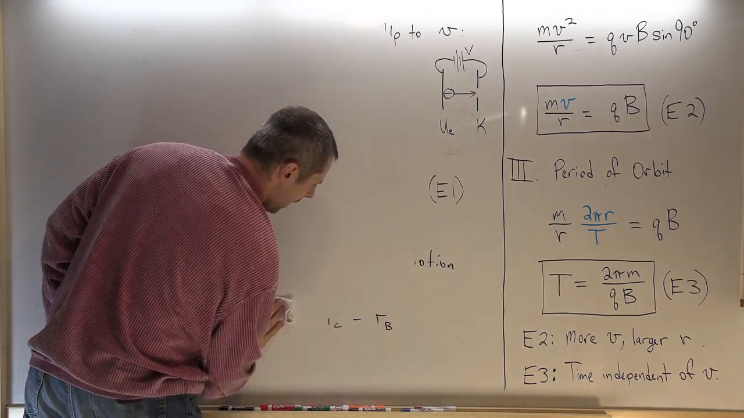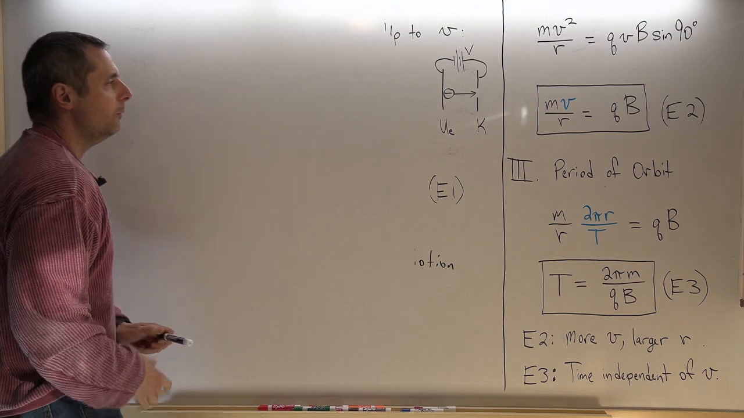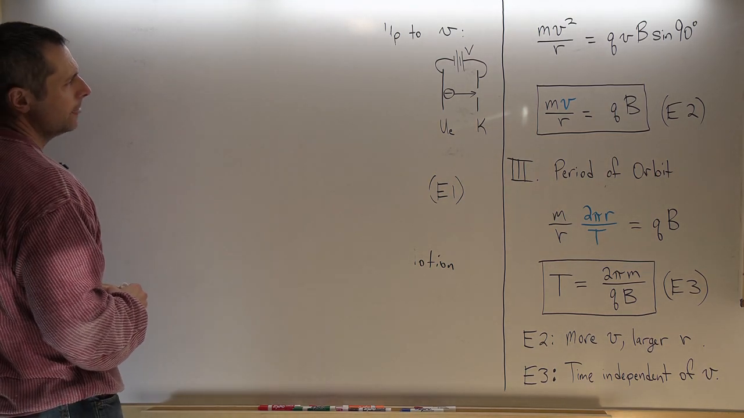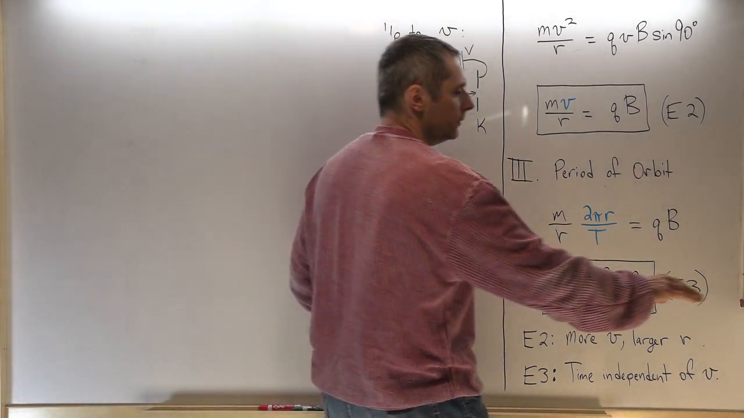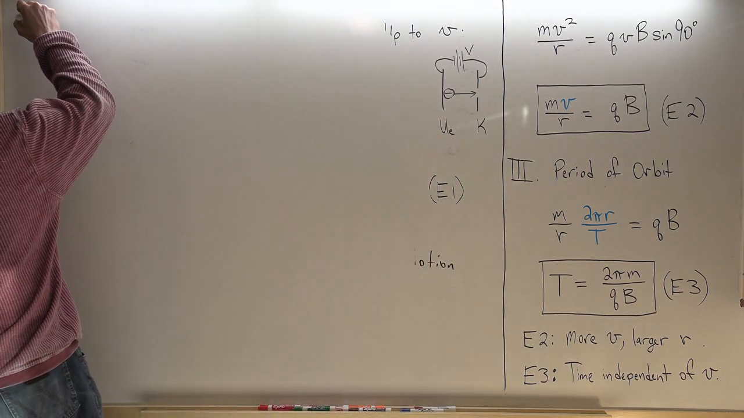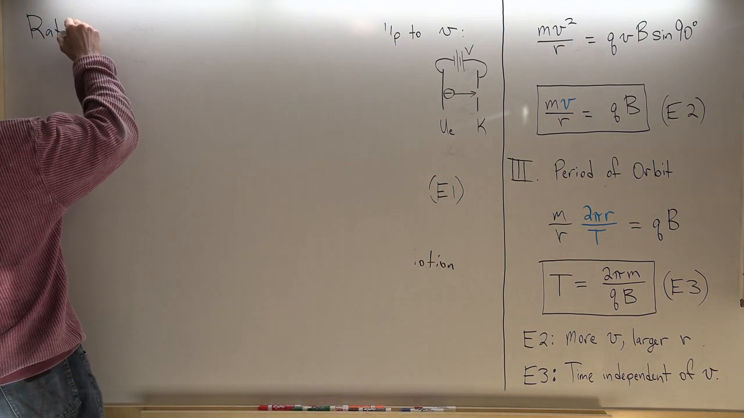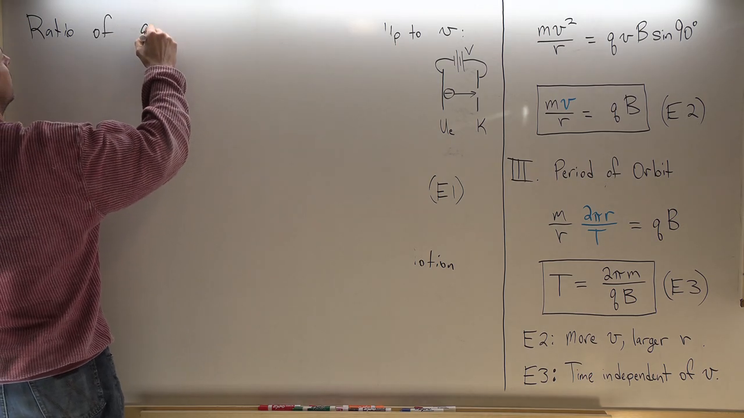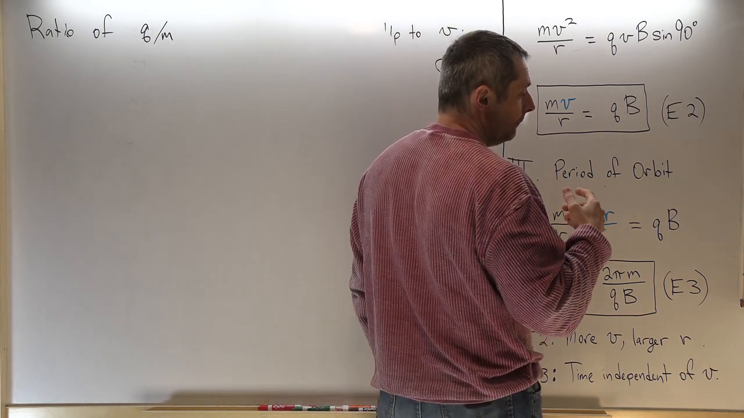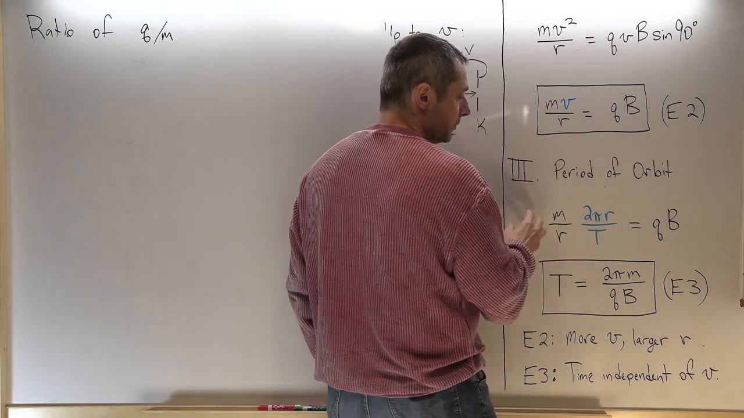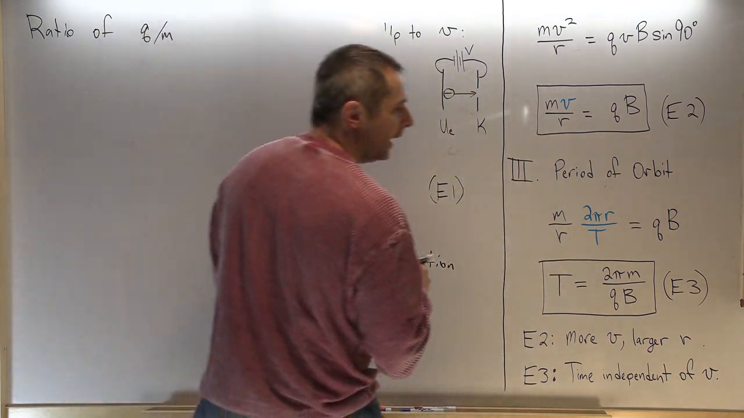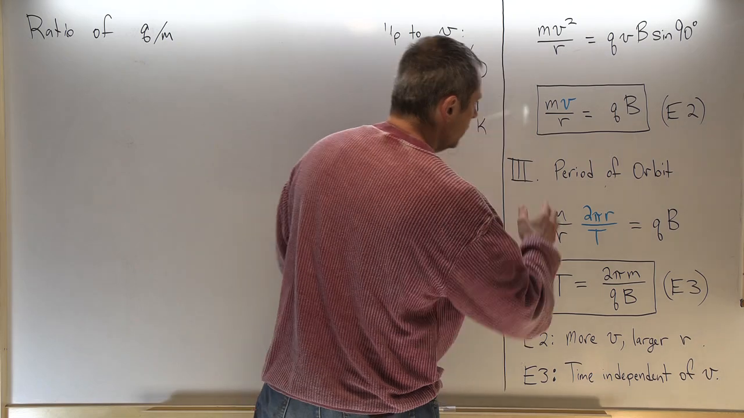So they did an experiment, and they were able to figure out the charge over mass ratio of the electron. So let's suppose we start with this equation right here. No, let's start with equation 2.